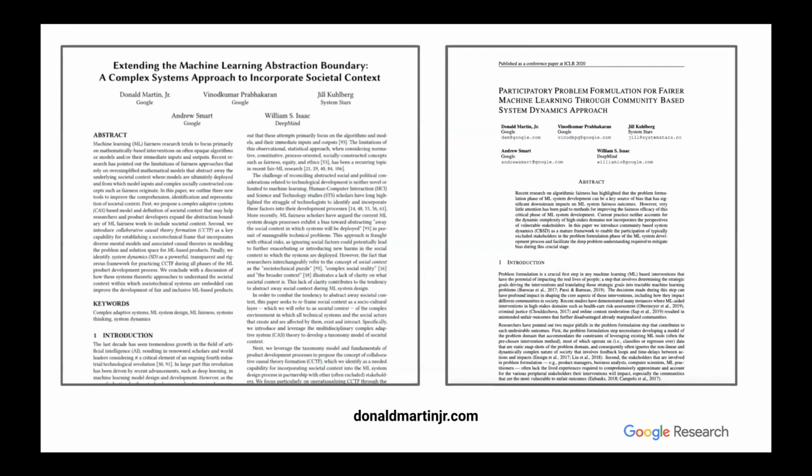We, meaning some colleagues of mine from DeepMind and Google and some folks in the system dynamics community, wrote a couple of papers to explore solutions, particularly about how we can extend that boundary when we think about machine learning to include and incorporate societal context. And then we thought about some solutions. So these next few slides are going to be exploring some of the solutions we talked about there.